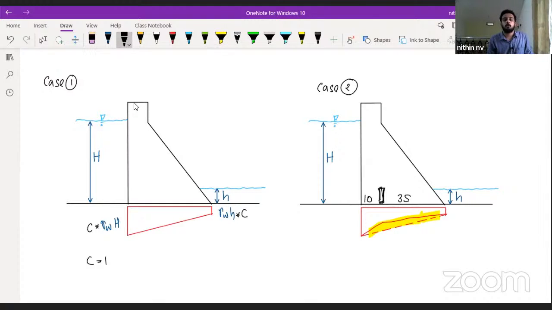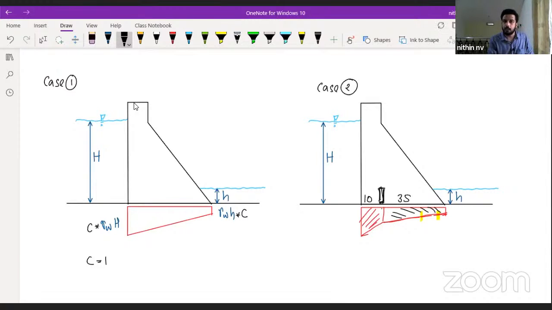Understood? So how do we calculate the area of this diagram? Now see, if there is no water on the downstream side, then the diagram will be like a triangle because gamma W into small h is 0. If on the downstream side we also have water, then what will we get? See, a figure like this. We are going to get two trapezoids: one trapezoid here like this, and another trapezoid here like this. So we can calculate the area.